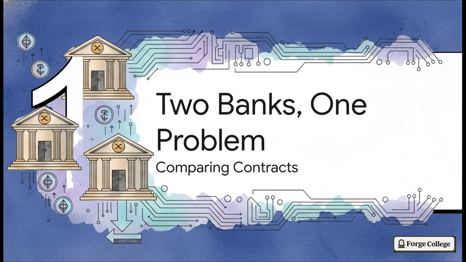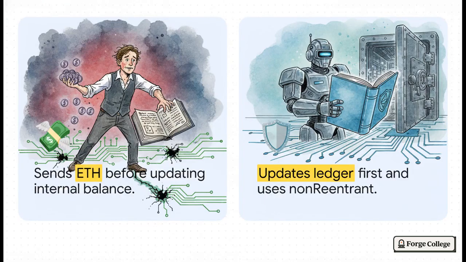Two banks, one problem: comparing contracts. Let's set up our scenario here. Imagine we've deployed two seemingly identical smart contract banks. To the untrained eye, both look like perfectly safe, totally normal places to park your Ethereum. But if you look closely at the logic of our first bank, appropriately named VulnerableBank, there is a glaring issue. It actually hands over the cash before it bothers to update your internal account balance. It's basically like a lazy accountant handing you stacks of money from the vault and saying, "Oh, hold on a second, let me find my pen to write this down."